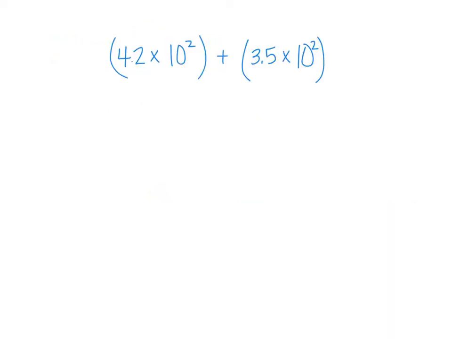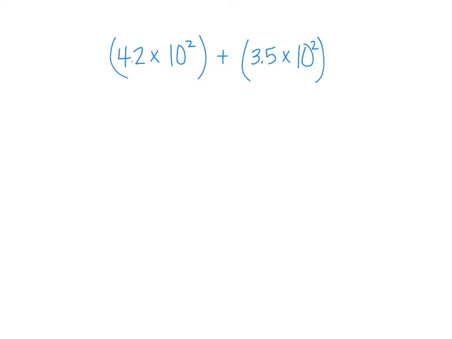All right, let's take a look at our first problem that is written in scientific notation. So we have two numbers, 4.2 times 10 squared plus 3.5 times 10 squared. We want to add these together. Now before I show you how to do it in scientific notation, I'm going to show you why it works. And it kind of relates to that last slide.